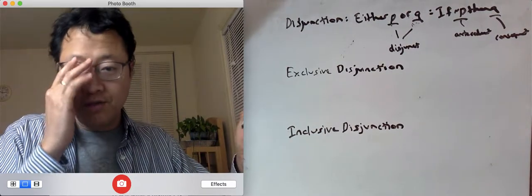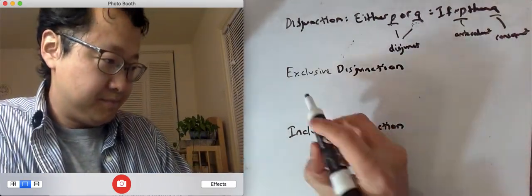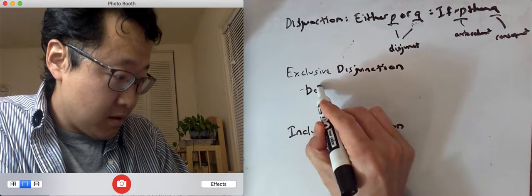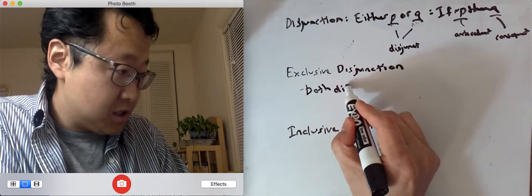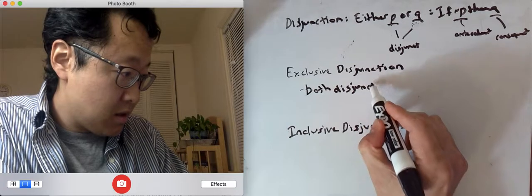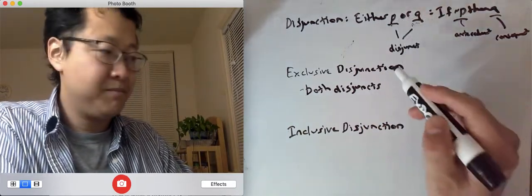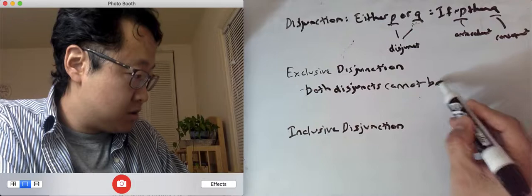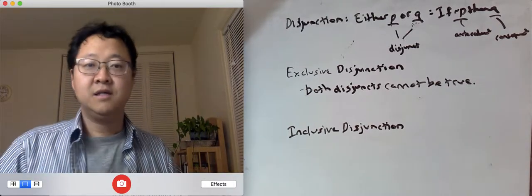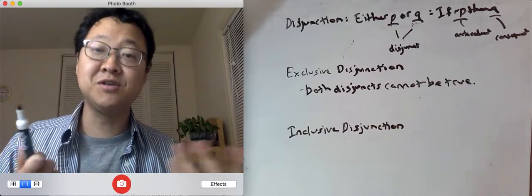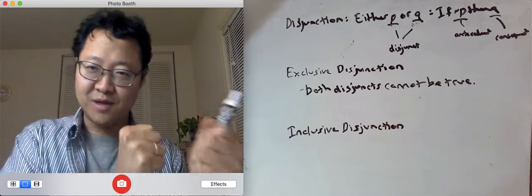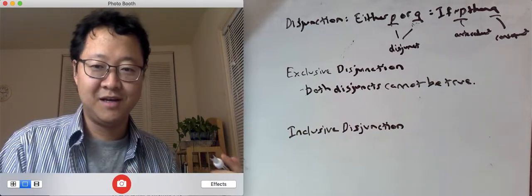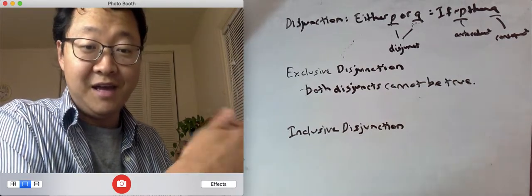The exclusive disjunction says that both disjuncts, both the P and the Q, cannot be true. So when you interpret a disjunction as an exclusive disjunction, you're saying either this or that and not both. Both cannot be true. So let's say there's a parent with their child and they say, you can get either the hamburger or the hot dog.